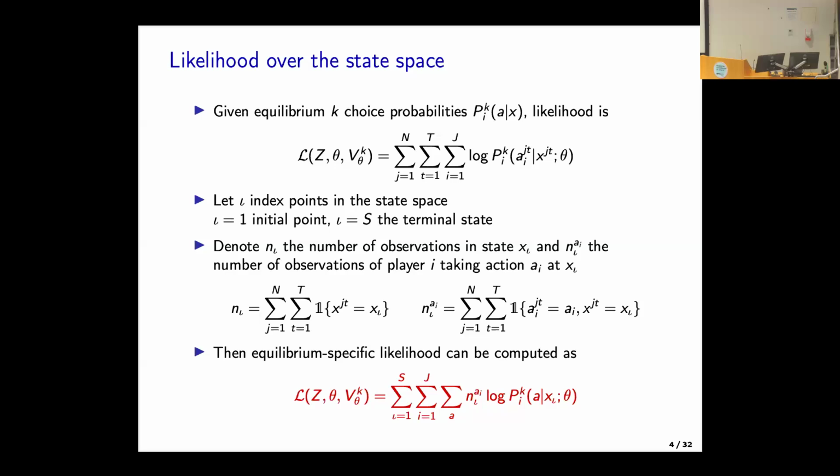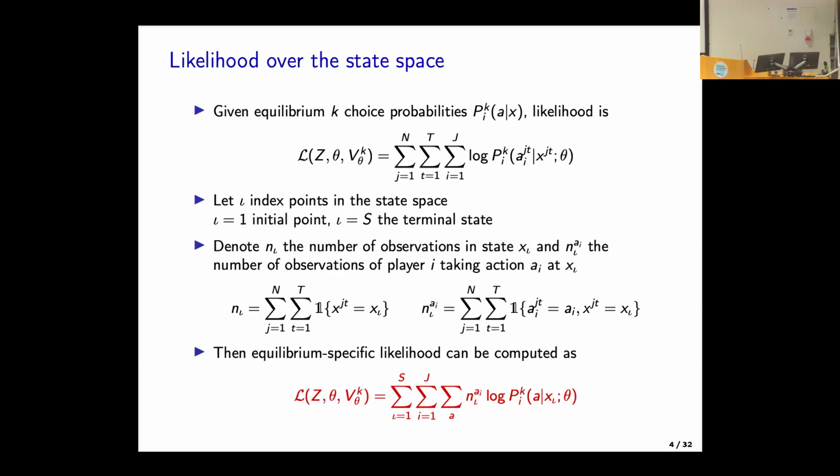And therefore, the idea is to just count the number of observations that I have in the data in a particular point in the state space, and the number of times a particular action was made in that point in the state space. Is that clear? So due to the absence of unobserved heterogeneity, I can just transform all my data into counts on different points in the state space.